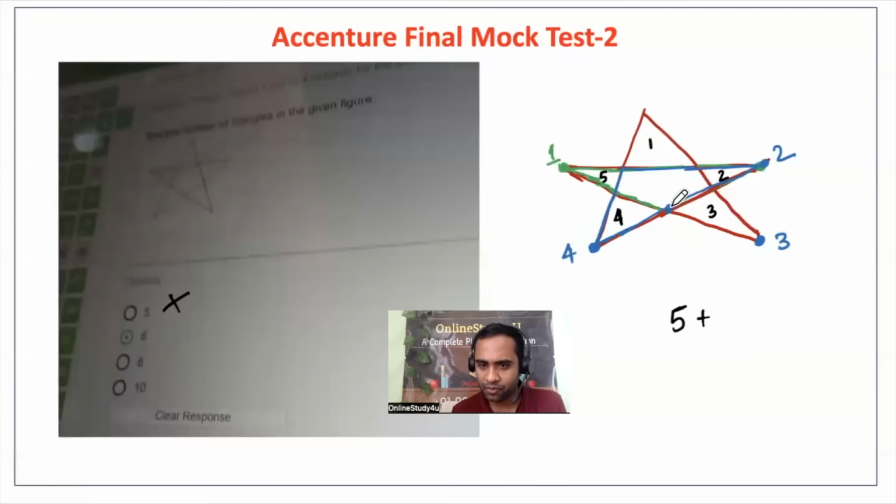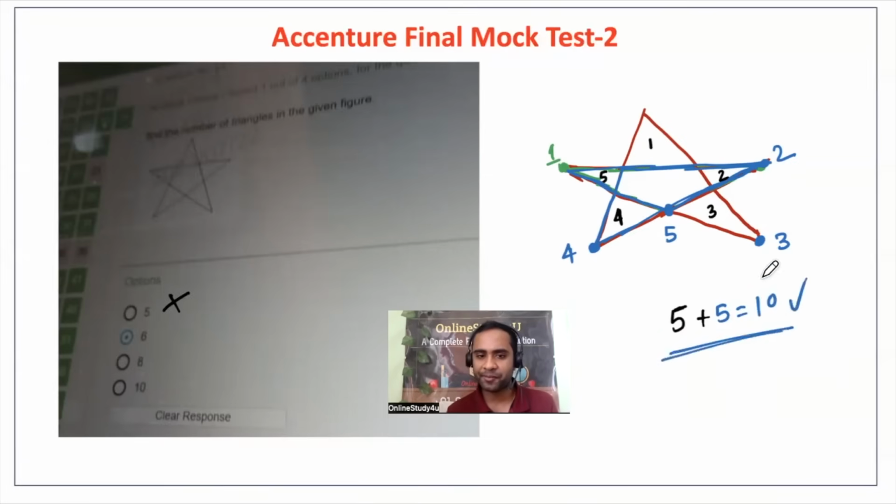And now if you keep this point, then you will be able to make one more triangle. So this particular triangle. So total 5 plus 5, we will be having 10 triangles here. So option D will become the correct answer.